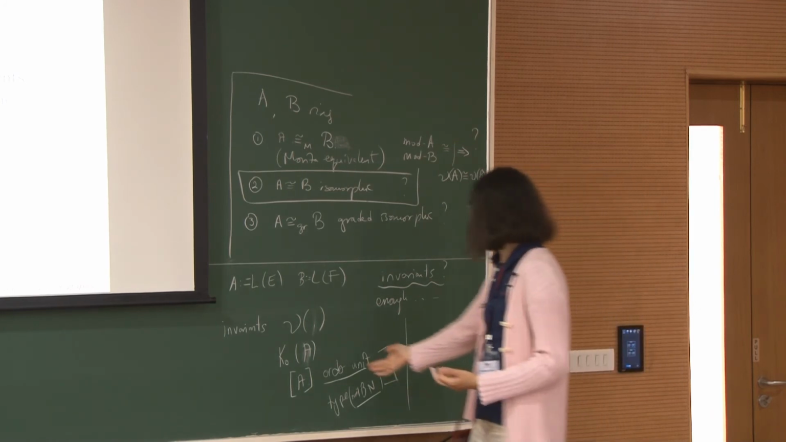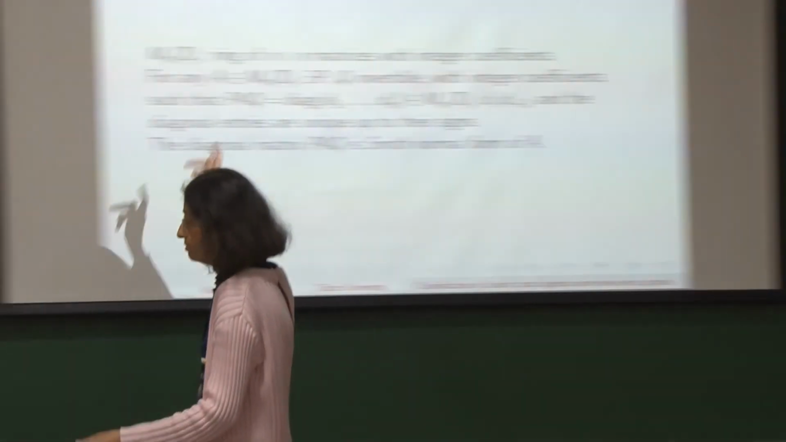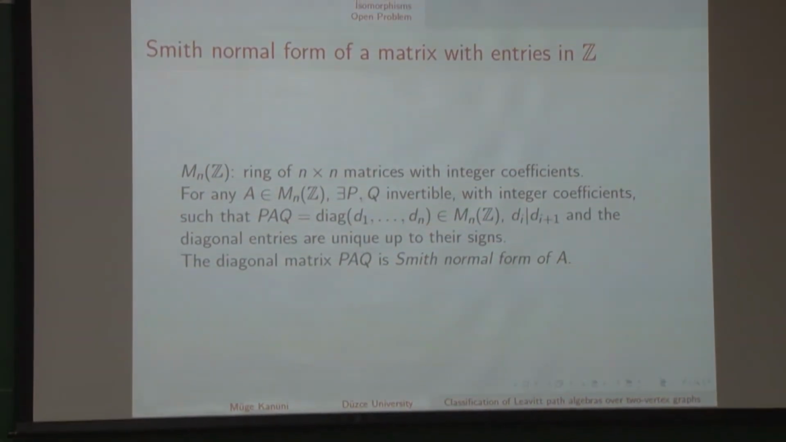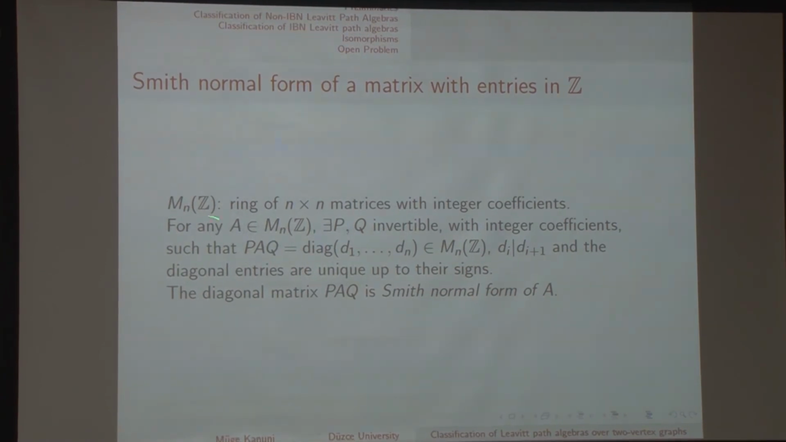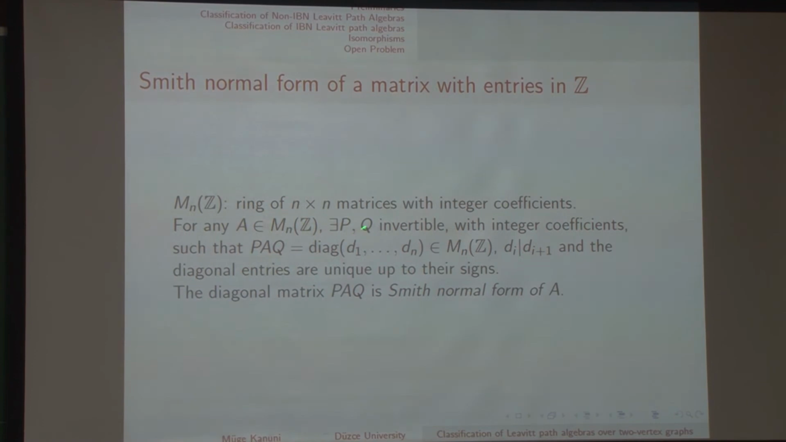If you're looking for this invariant, you should be able to compute it. How am I going to compute it? Smith normal form helps us. Smith normal form is this, just to remind you. If you have a ring of n by n matrices with integer coefficients, for any A there exist P and Q invertible such that this is a diagonal matrix with the entries d_i dividing d_{i+1}, and this is unique up to signs.